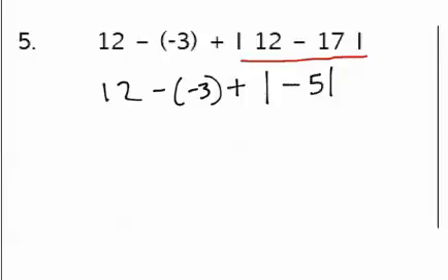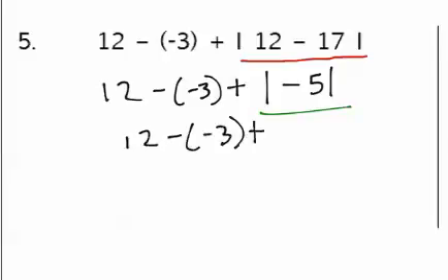Okay, so I'm going to write it like that first, just to make sure I show all my work. And then I'm going to take the absolute value of negative 5. So the absolute value of negative 5 is a positive 5 because it's describing the distance from 0. Negative 5 is 5 units away from 0.